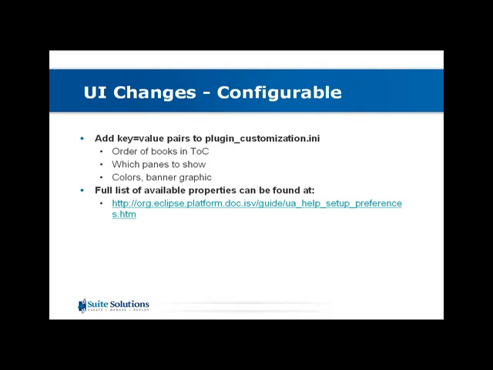And it's built off of an ini file, which has a bunch of key-value pairs, which let you change a bunch of information. It lets you change which order the books should be in your table of contents, hide or show panes, change colors, add a banner graphic, customize the welcome page, and change the graphics. So all of those things are available out of the box.